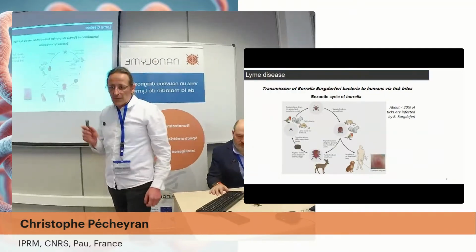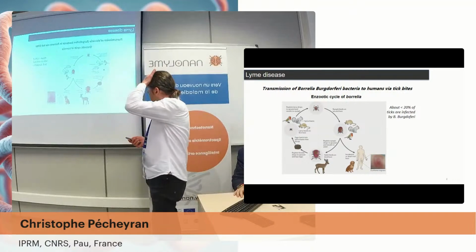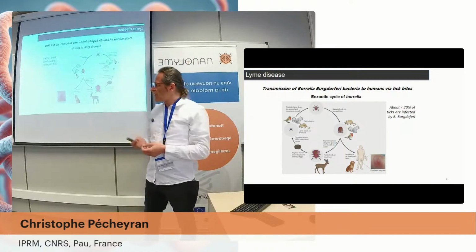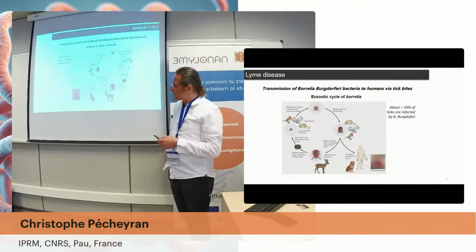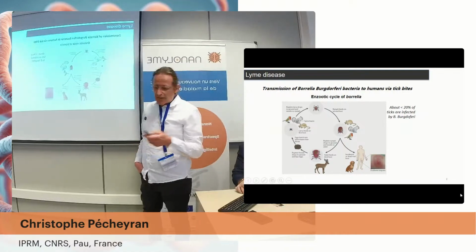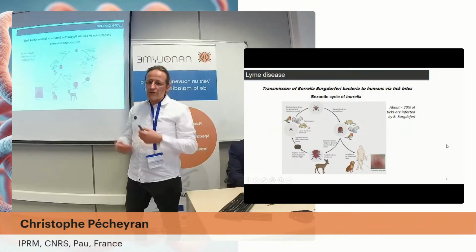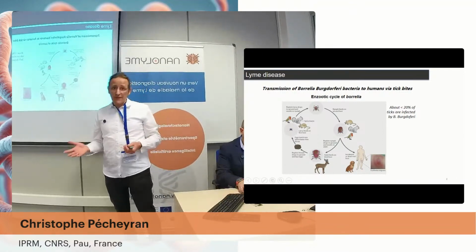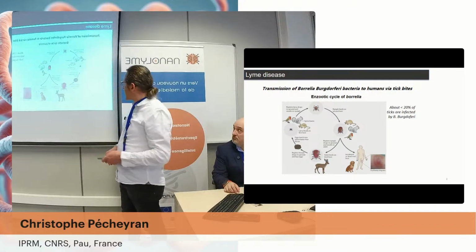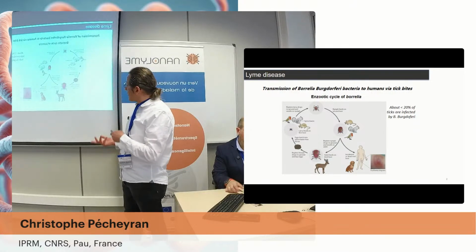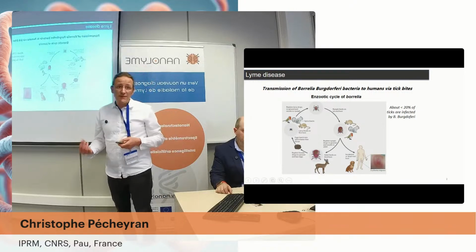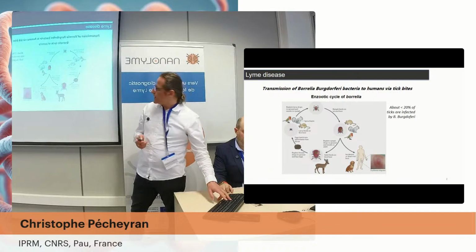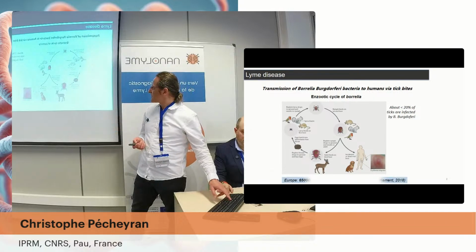Okay, so just in a few words, you know that Lyme disease is due to a bacteria called Borrelia burgdorferi, and this bacteria is contained in ticks. Between 4% and up to 20% of the ticks are infected by this bacteria. Normally this bacteria stays in the wild, but sometimes if you are bitten by a tick, you can be contaminated by this Borrelia, and this in turn might give you Lyme disease.